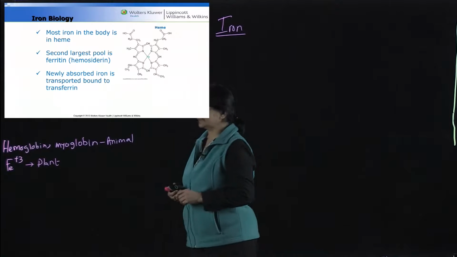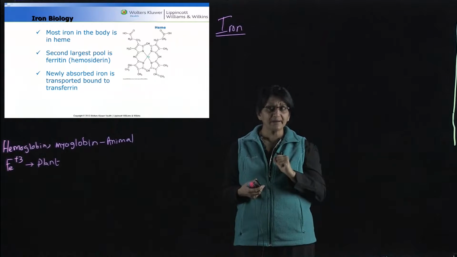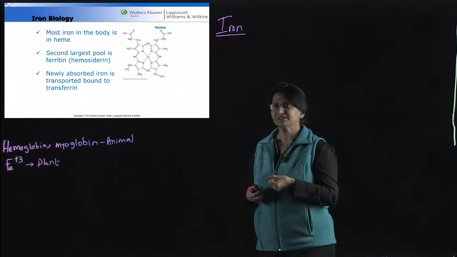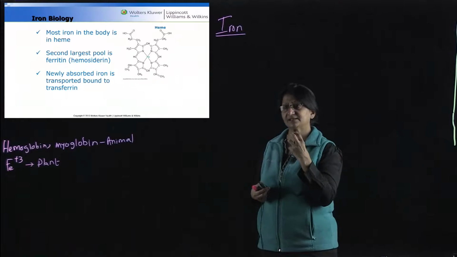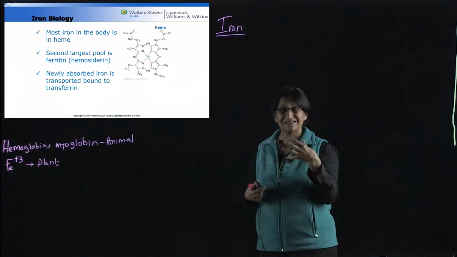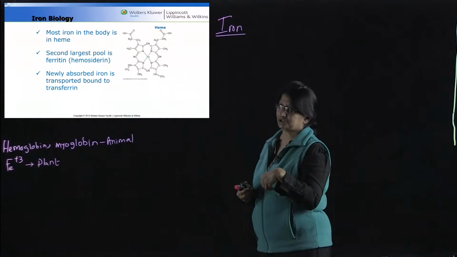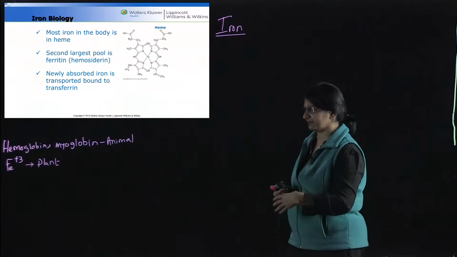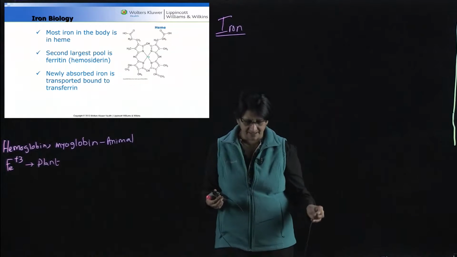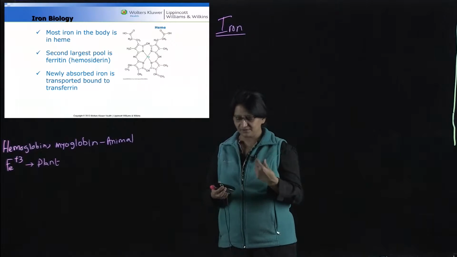The second largest pool in the body is ferritin. That's the storage form of iron, usually present in the cytosol. But under certain circumstances, there is too much ferritin deposited inside the cells along with some other molecules, and that's called hemosiderin, and once you build that up, then the ferritin becomes unavailable. So it's not a good thing to have a buildup of hemosiderin, but otherwise ferritin is the storage form of iron. And then transferrin is the protein that transfers iron throughout the circulation.